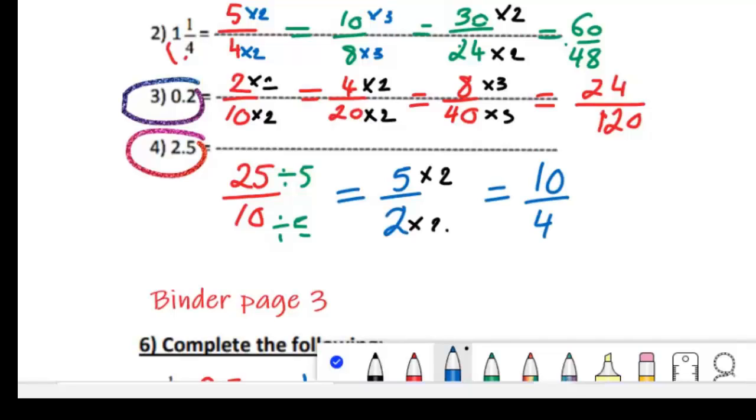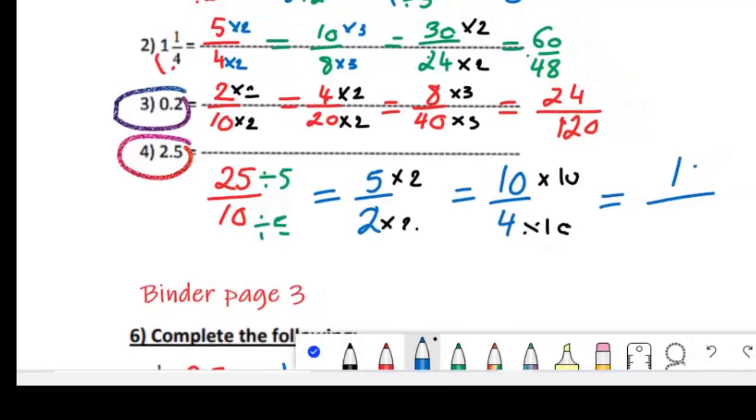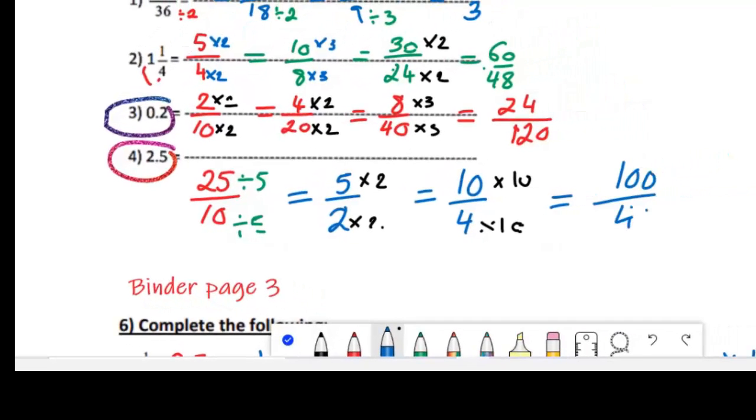What about if I want to have a third fraction? For example, let's multiply up by 10 and down by 10. And I will have my third fraction equal to 100 over 40.